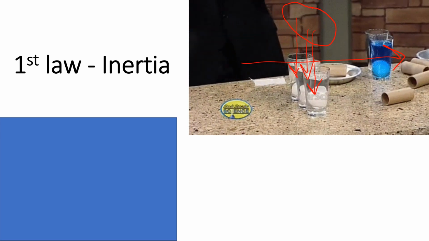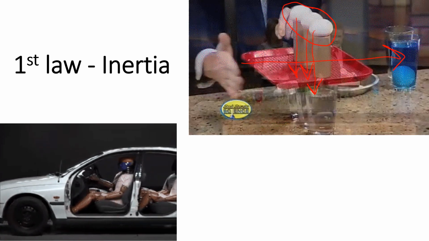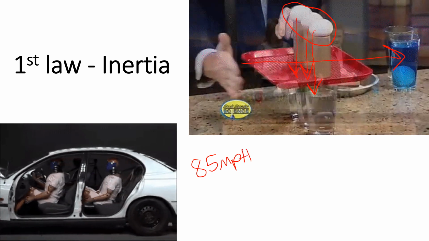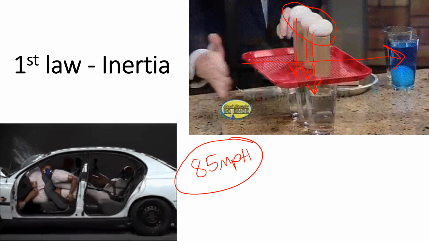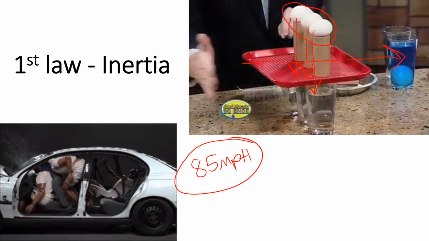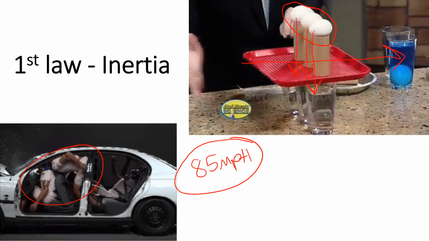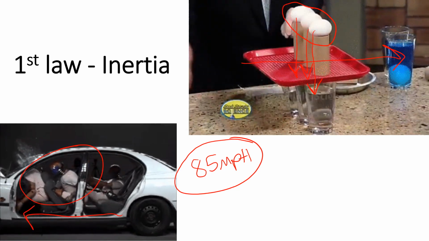Okay, let's look at a second example here. So we have a car. Let's pretend the car is going 85 miles per hour. That means everything in the vehicle is also traveling at that speed as well. Okay, you could see that none of these crash dummies on the left side, which are these two guys right here, are wearing their seatbelts, so they want to keep traveling forward at 85 miles an hour. Why? Because they have inertia.